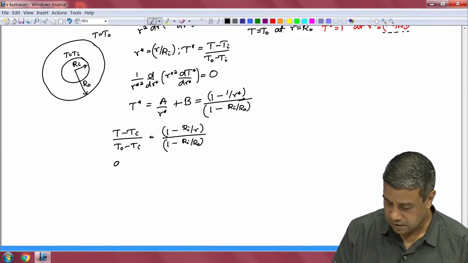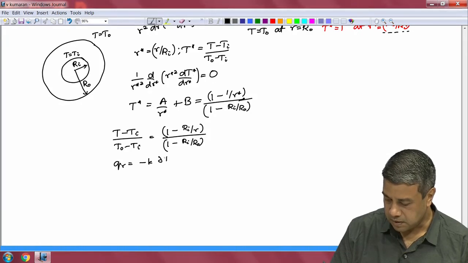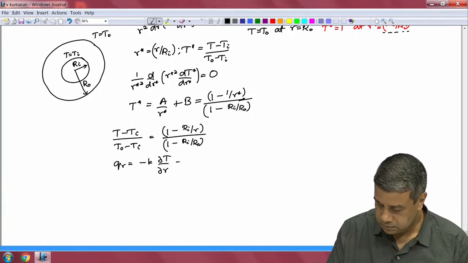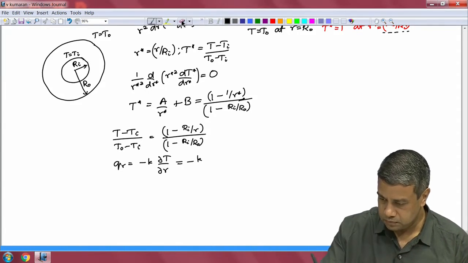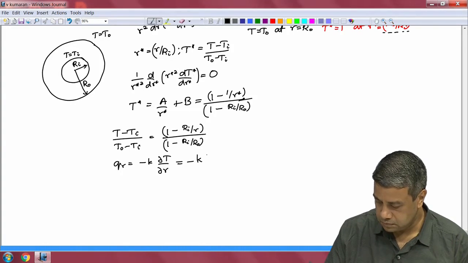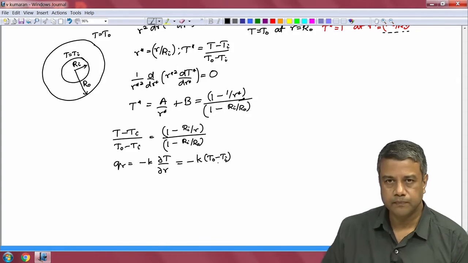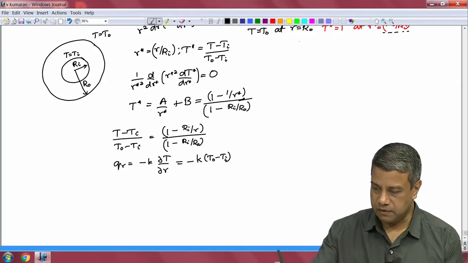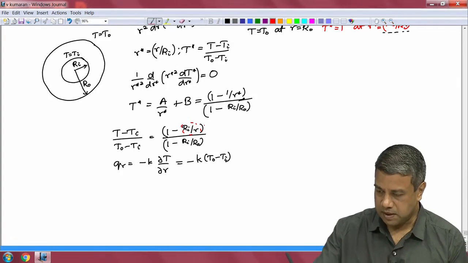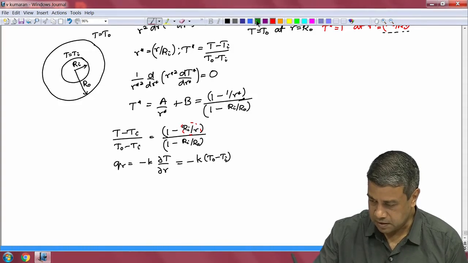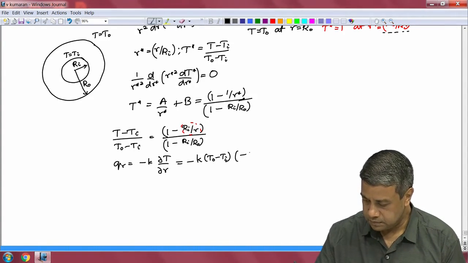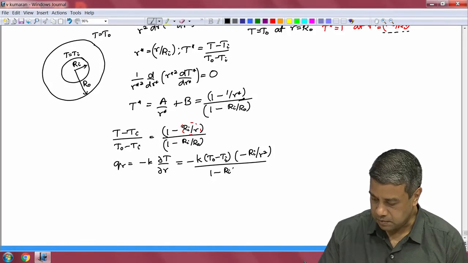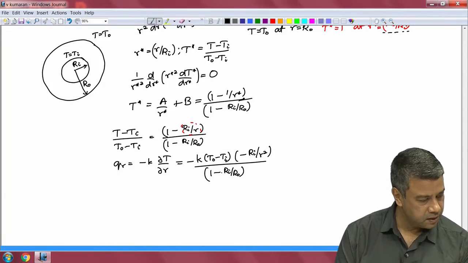I can get the flux q_r is equal to minus k into partial T by partial r. That is the flux q_r. Into, in the numerator I have the derivative of 1 over r, that is minus r_i by r square, divided by 1 minus r_i by r_o. That is the flux.